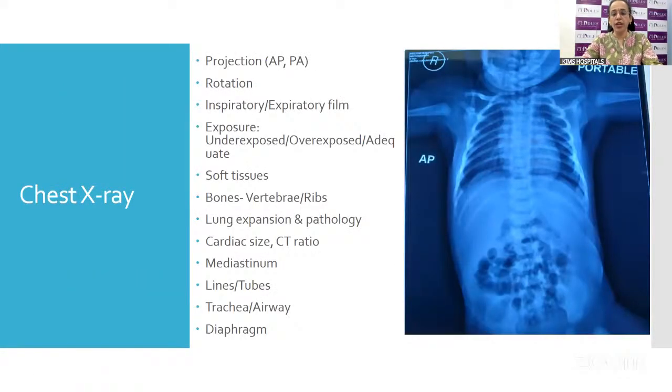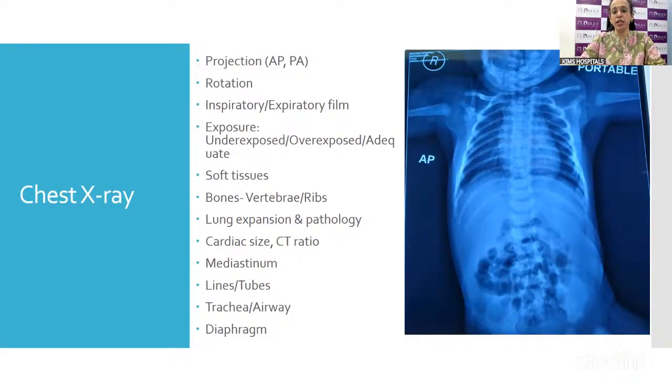Coming to the interpretation of X-ray, whenever we are reading an X-ray of a baby, we should go in the following order. First we should see whether the projection of the X-ray is an AP view or a PA view. Usually in neonates, the X-rays are taken in the AP view only because the baby will be in the supine position, and here you can see the X-ray.